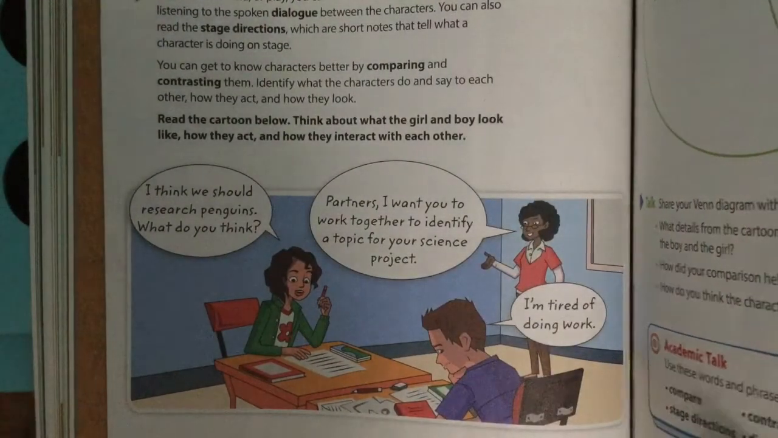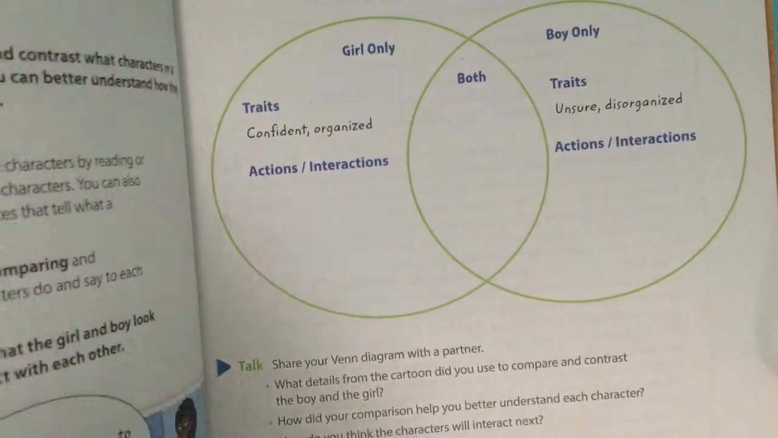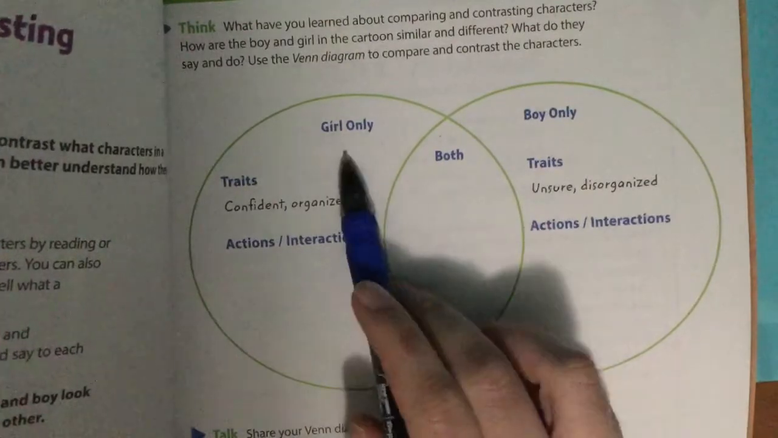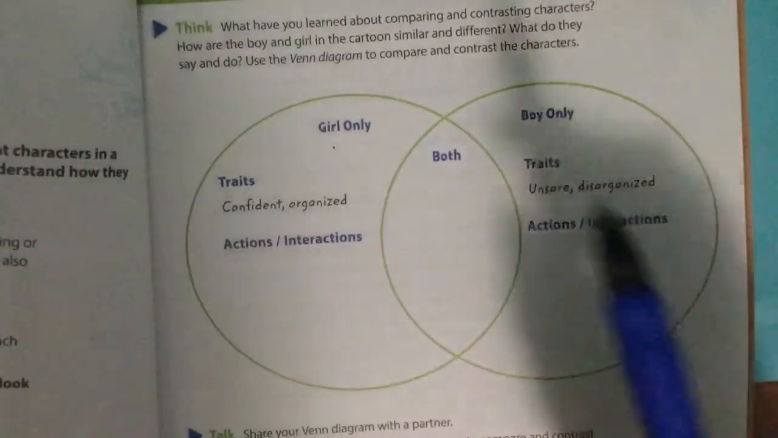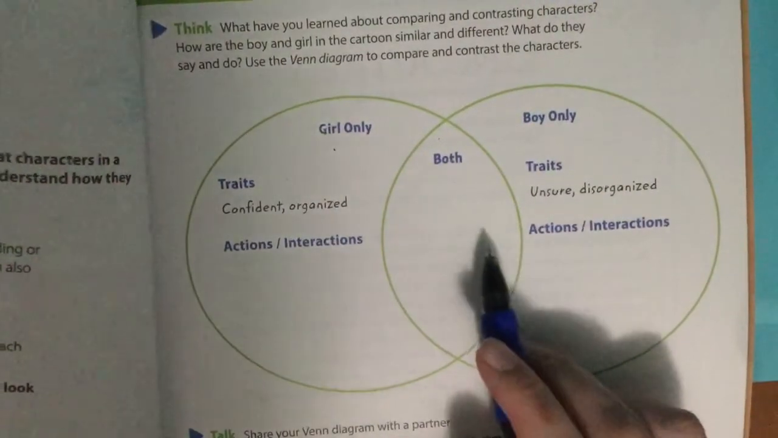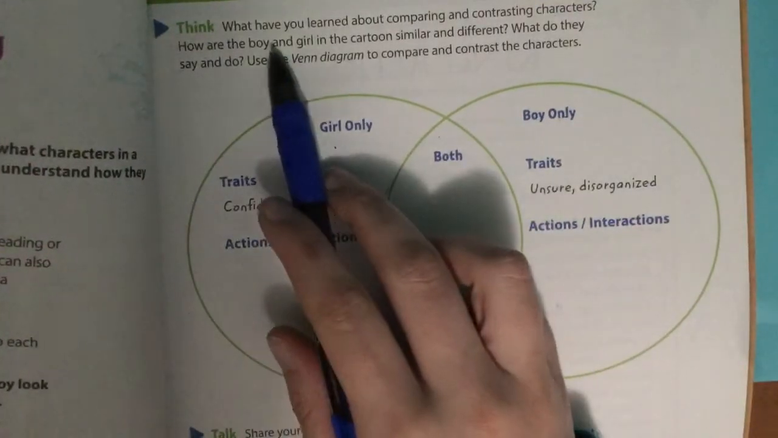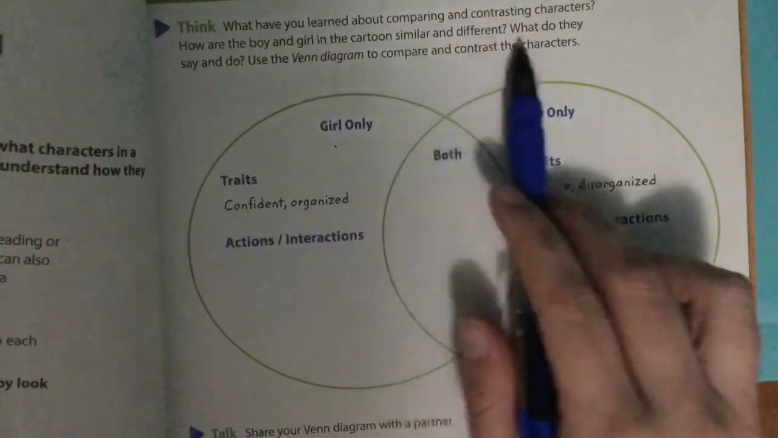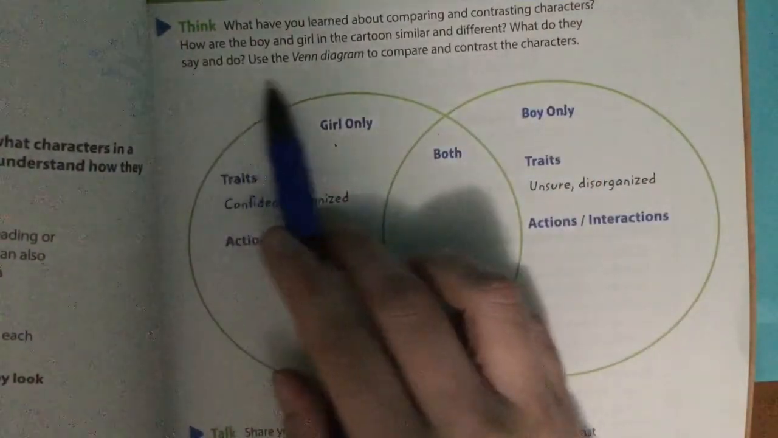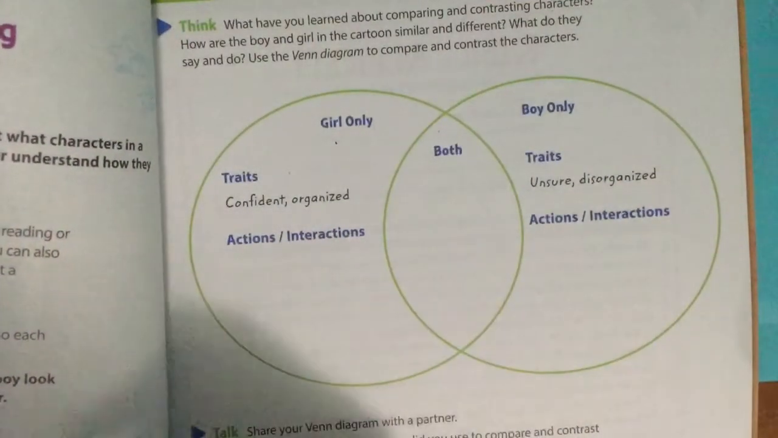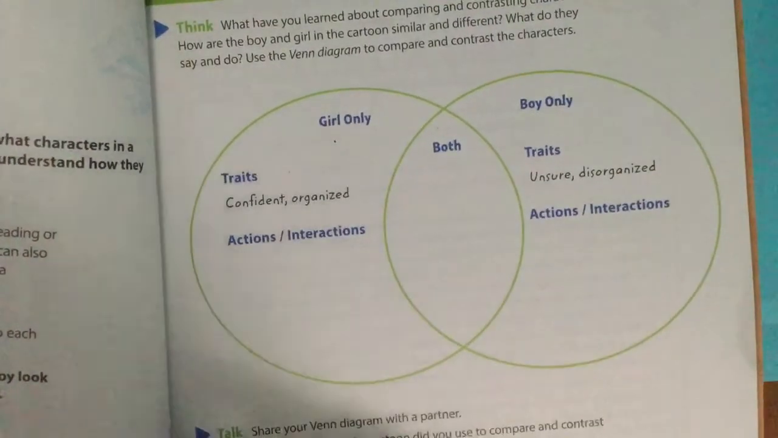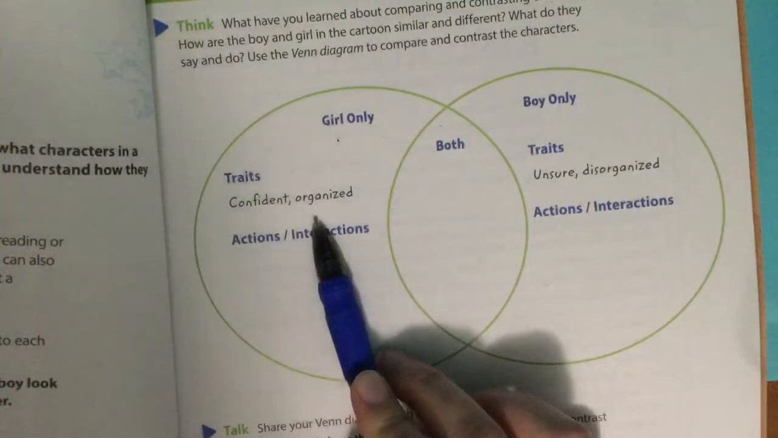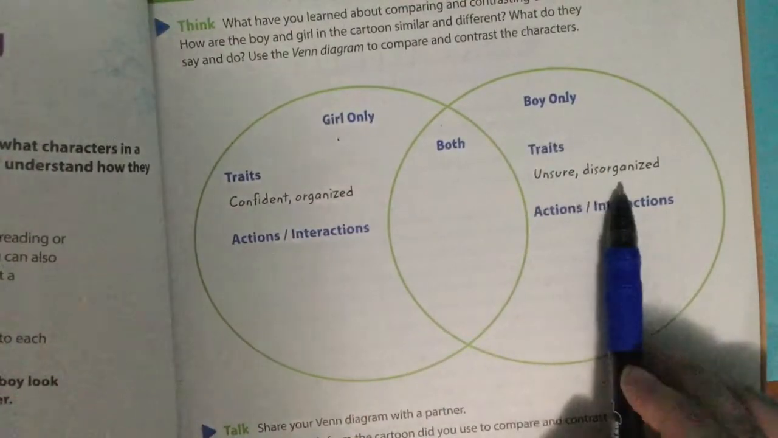Okay, so we're going to compare and contrast them. Diagram here. They've labeled and given us some traits. The girl only, the boy only, and then both of them. Now, it wants us to use comparing and contrasting. How are the boy and girl in the cartoon similar or different? What do they say and what do they do? We're going to use the short dialogue they did and the picture to see what they're doing. So the girl, they gave the traits as confident and organized. The boy, they said unsure and disorganized.